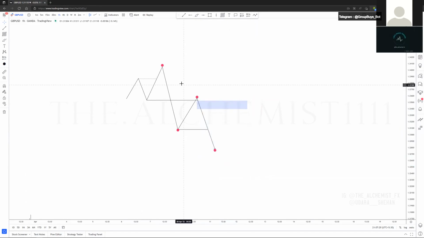And same thing with the support and resistance traders, because a broken support will turn into resistance. This is what we call a flip zone. A broken support turning into resistance.